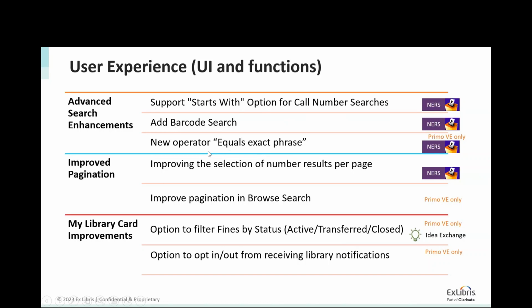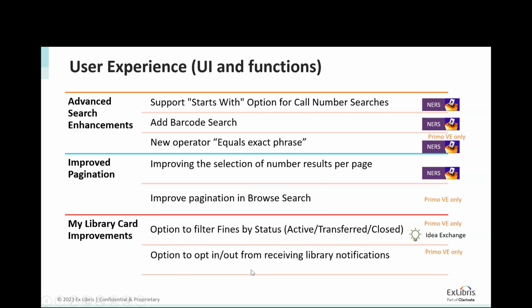Another enhancement from 2021, the ability to do an exact match, equals exact phrase, in the advanced search, is coming in this first half. The improved pagination, as you requested, also allows users to select the number of results from the top. In Primo VE, we are also going to improve the pagination in the browse search and optimize the performance over there.